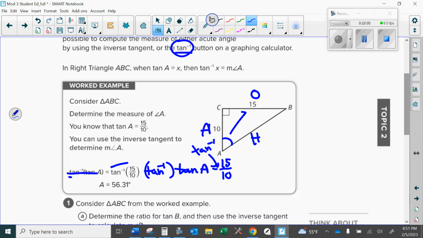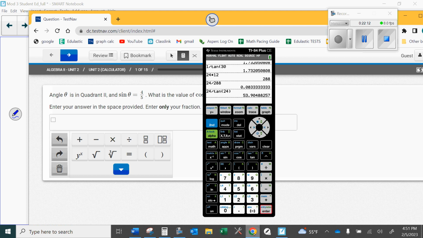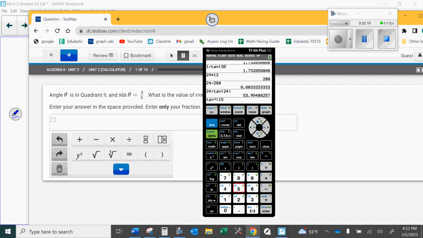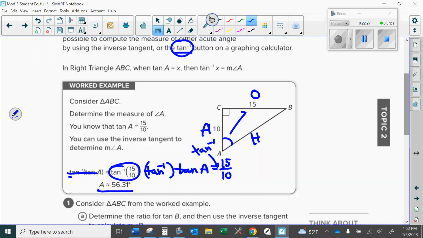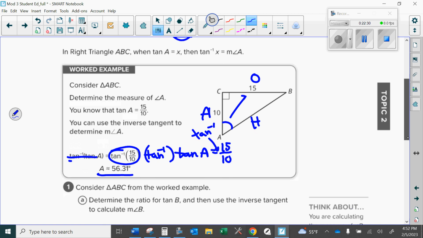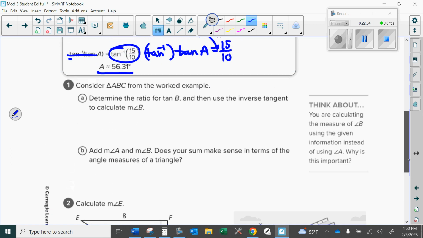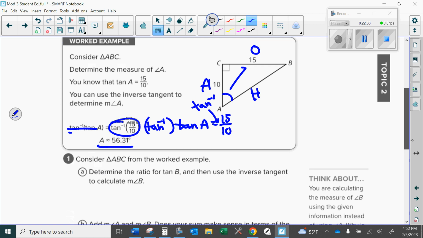So A equals whatever that is in your calculator. Let's show you how you plug it in the calculator, and you should get 56.31. Second, tangent, what was it of again? 15 tenths. 15 divided by 10. 56.31, just like we got right there, going to the nearest hundredth. Okay, so this is how you calculate. And now they want you to do it from B. So you should see you get the same answer.